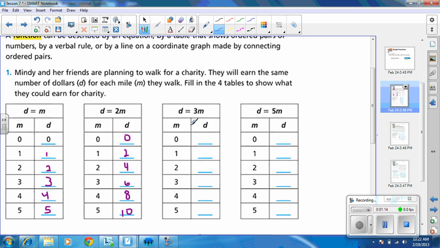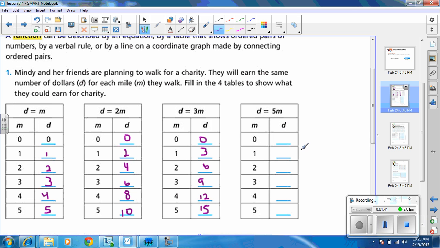Okay, and the next one is multiplying again by 3. So D is equal to 3 times M. So we're going to go through and fill in with multiplying by 3, which is the multiples of 3. Okay, so got that filled in. That is a 15. I know, a very ugly one.